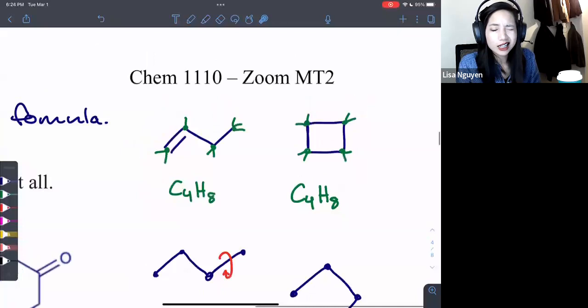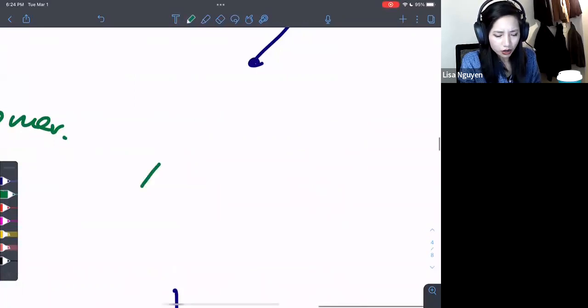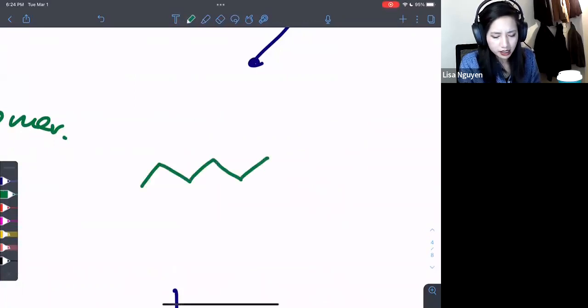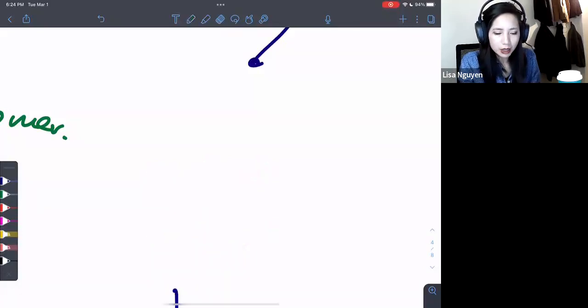All right, I'm trying to think of another structural isomer here. So if I had something like this, or if I drew it like this, like that, those are conformational isomers. They're the same molecule. You can just rotate things or bend them or flip them, and they're the same molecule, the exact same. They would have the same name.